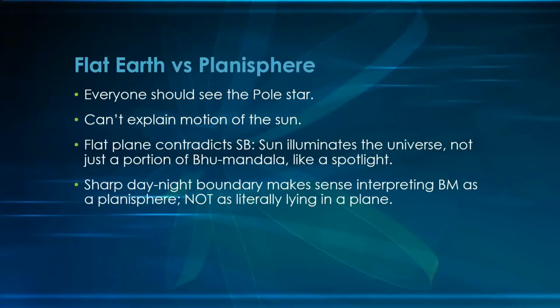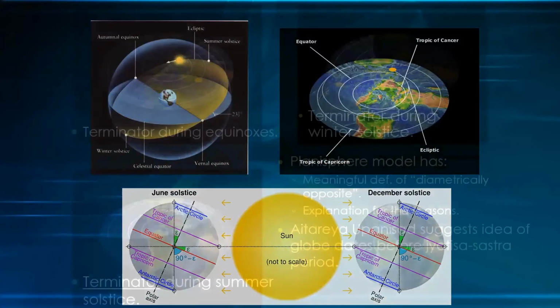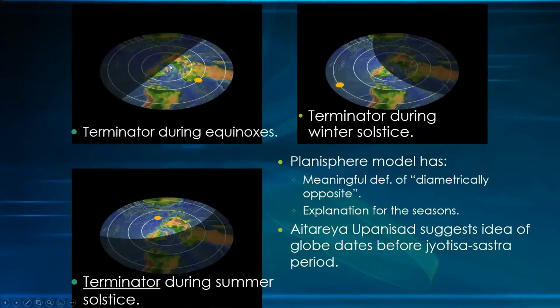Now, there's another thing, which is the sharp day-night boundary in Bhu-Mandala. Let me show you what that means. You have this sharp line, which is called the terminator, that divides day and night on Earth. During the equinoxes, when the sun is here along the equator, it's a straight line, right? And as the sun moves around, there's this line that divides the Earth in the sunlit region and the non-lit region. It just moves along with it.